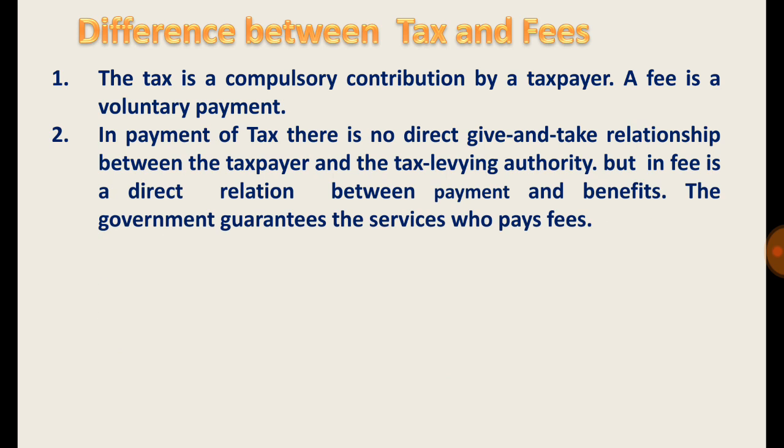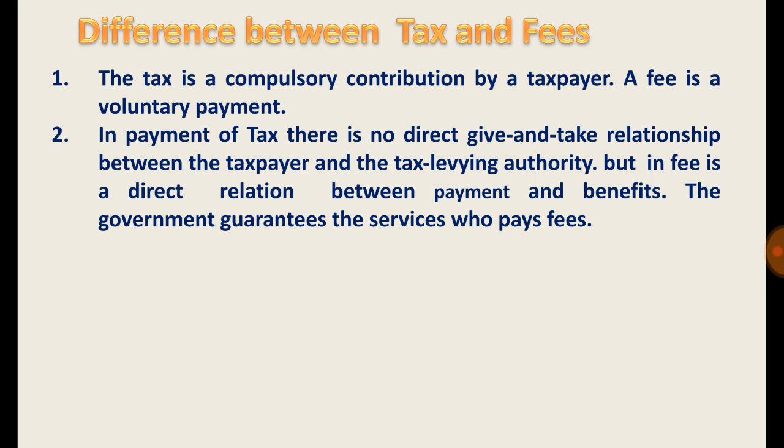Then the second difference is, in payment of tax, there is absence of direct quid pro quo relation between the taxpayer and the authority to whom the tax is paid. There is no relation of give and take. You give the tax, and for that consideration the government does not directly confer any benefit upon you. You may be indirect beneficiaries of the activities that are done out of the tax proceeds, but you cannot directly claim something. That is not the thing.